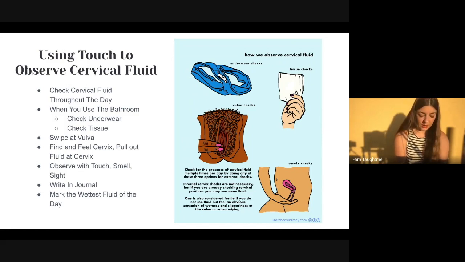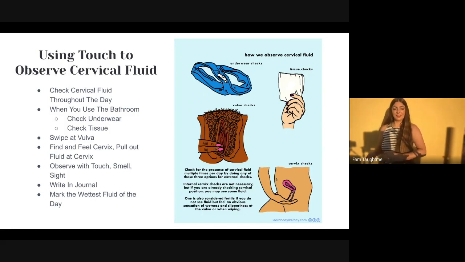I probably do tissue checks like 5 times a day or more, depending on how much I'm peeing. And it will tell on a fertile day, like every single time that I use the bathroom, I will almost always see it there on the tissue. So it's a really good thing to get in the habit of looking at.